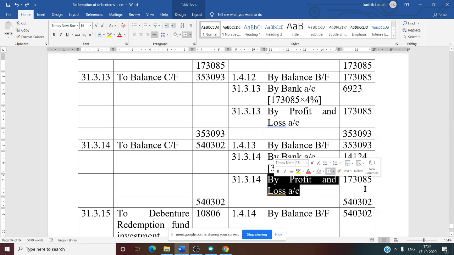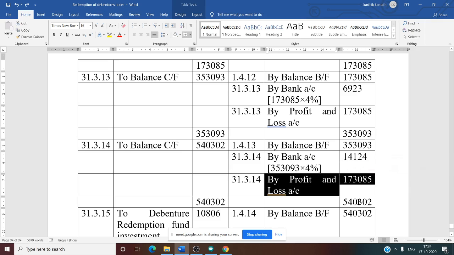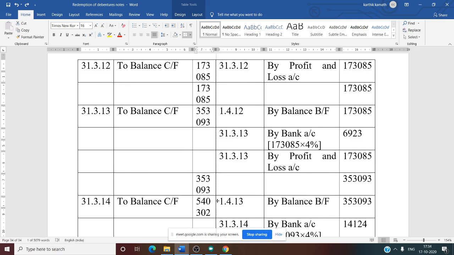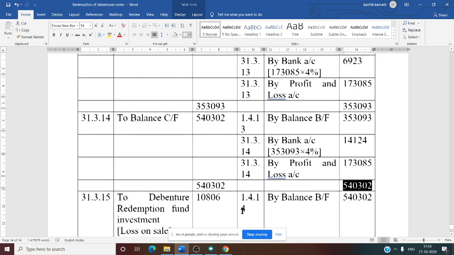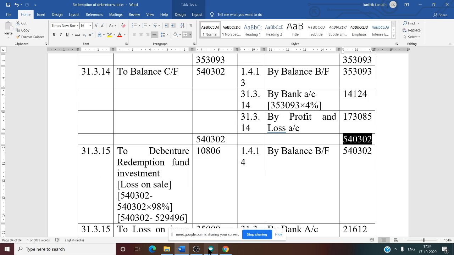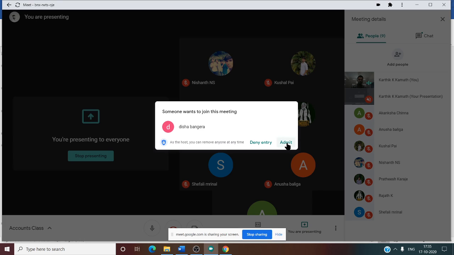Then profit and loss account same, 1,73,085. So total of the third year is 5,40,302. Yes. Now last year, very important. In this problem, important thing is last year.